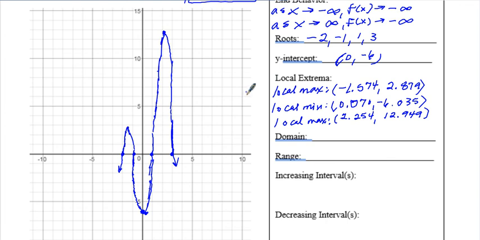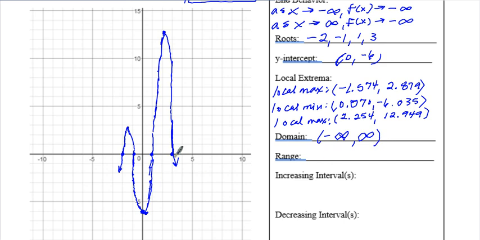Now that we've got that graph, let's make statements about our domain and range. Domain on this is forever to the left and forever to the right. So negative infinity to infinity, or you can go all real numbers. Make sure that you put negative infinity first on the left and positive infinity on the right. Otherwise, your answer is wrong.